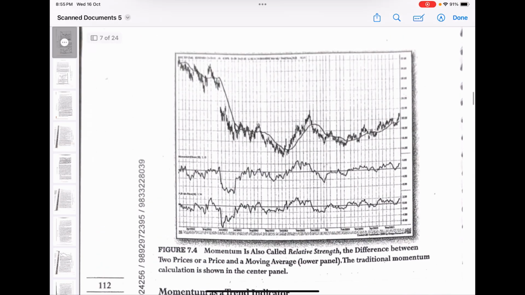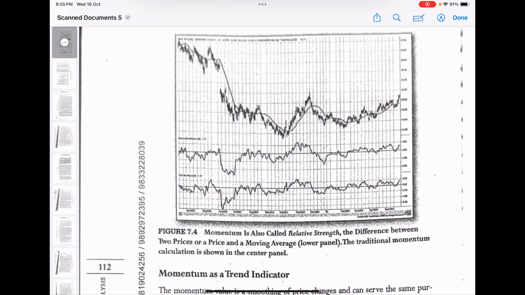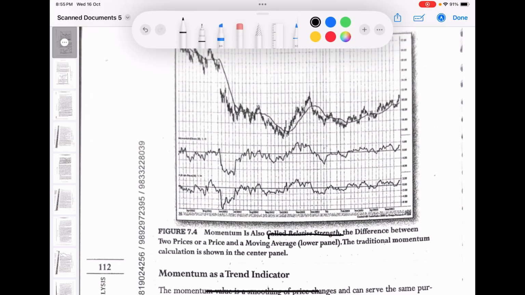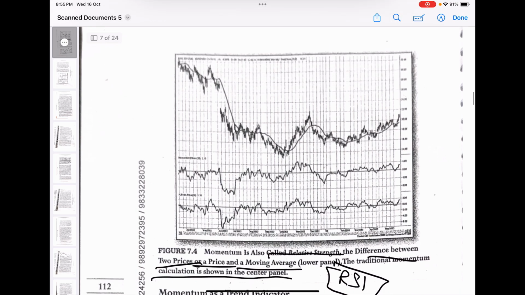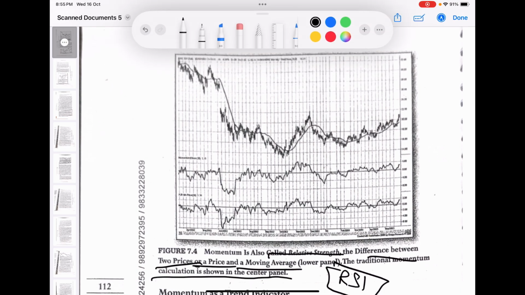Figure 7.4, let's quickly see that. Momentum is also called relative strength. We can also discuss the RSI indicator. It is the difference between two prices, or a price and a moving average. If you look at this particular chart, I know it's not clear, but this is the chart of Intel, and this is the price with the moving average, and here we have momentum.